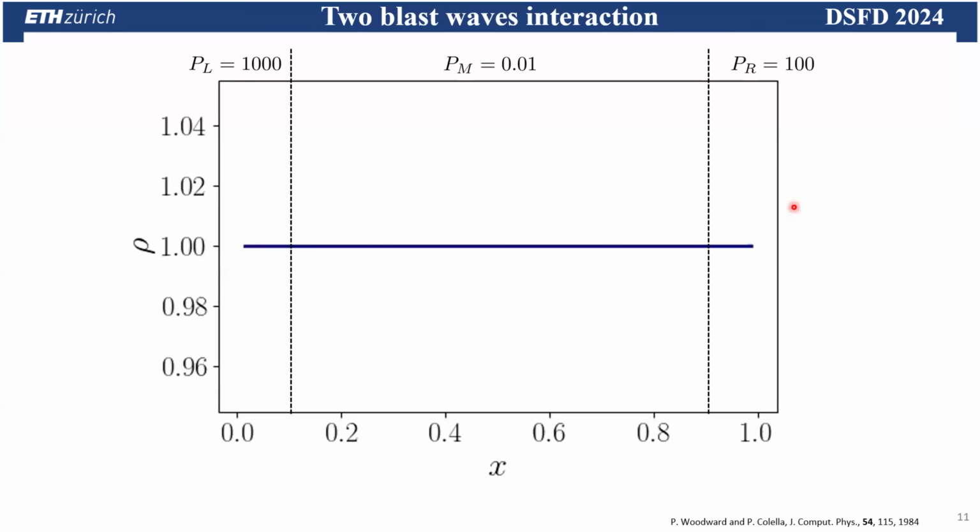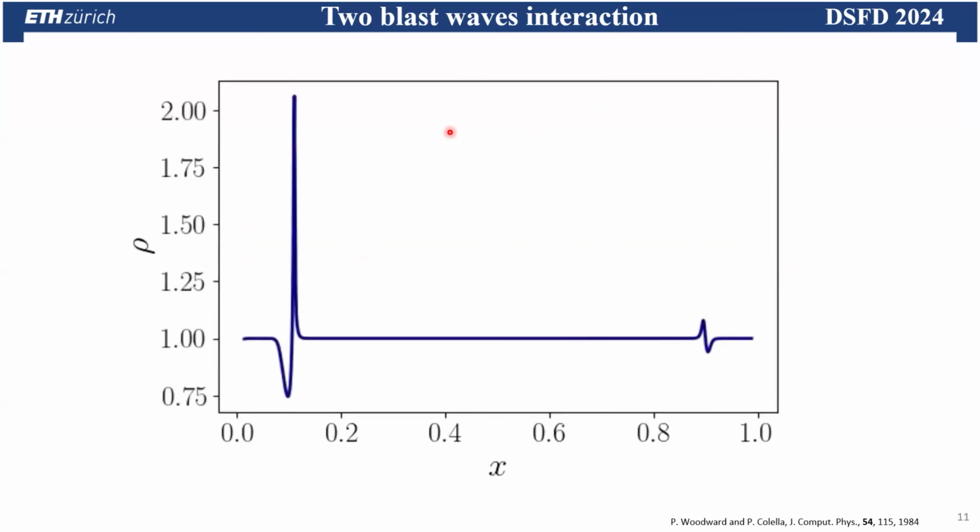We continue here with the two blast wave interaction problem. So it was introduced by Woodward and Colella in 1984. And here in this setup, the domain is initialized with uniform density and zero flow, and we impose three different pressures. So the highest is at the left part of the domain, a medium pressure is imposed at the right, and the lowest one at the middle of the domain.